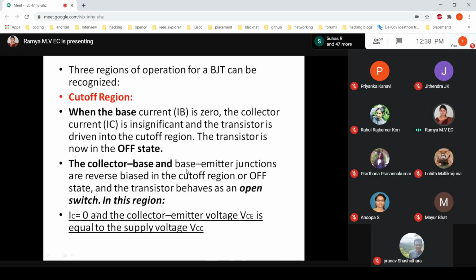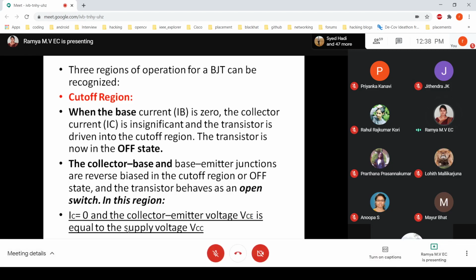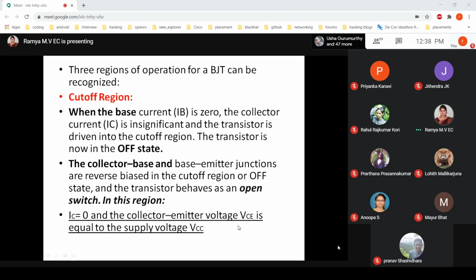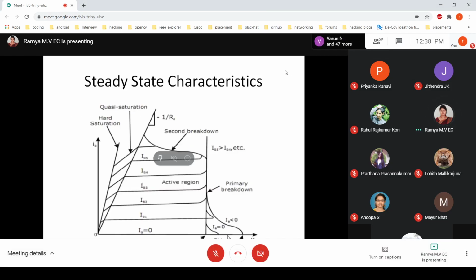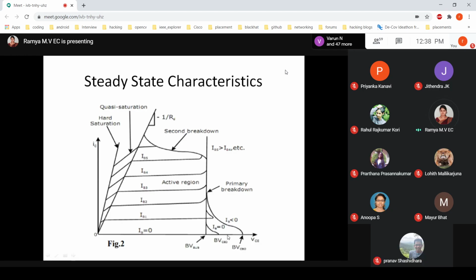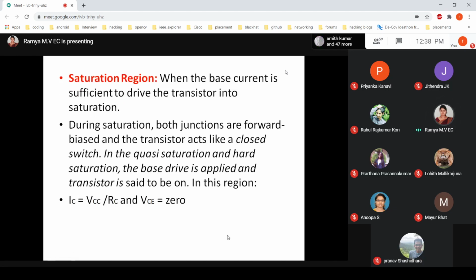Near the cutoff region, IC is equal to 0 and the collector-emitter voltage VCE is equal to the supply voltage VCC. So I'll be getting point A at the x-axis. Similarly, I'm supposed to get a point at the y-axis. The y-axis will have the saturation region. When the base current is sufficient to drive the transistor into saturation, during saturation both the junctions are forward biased and the transistor acts like a closed switch.